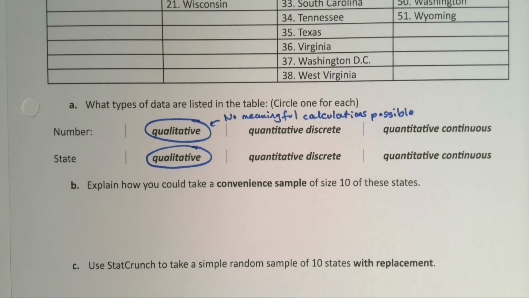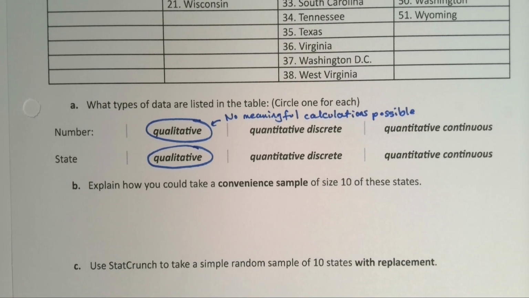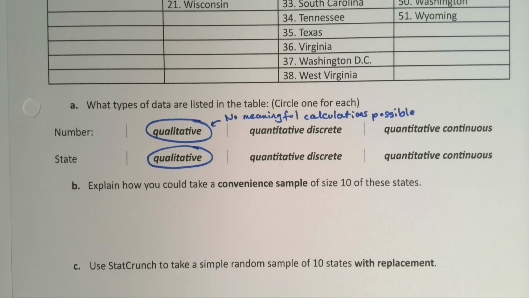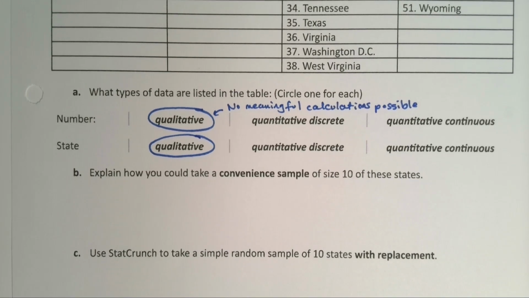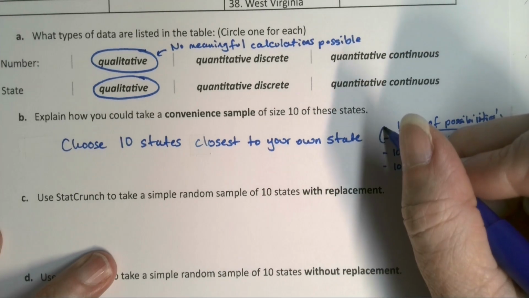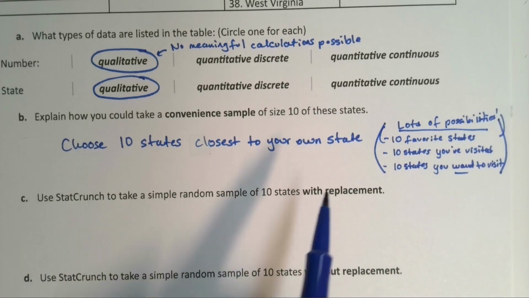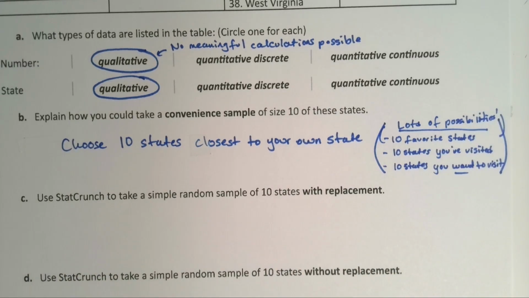Now, how could you take a convenient sample? Well, there's lots of ways. Your 10 favorite states, the 10 states that are closest to you, the 10 states that you want to visit the most. Pick a method. So I'll just write one down. I'll just write them all in, right? So there are a lot of different possibilities. I just wrote the 10 closest states, but you could go on and on and on.